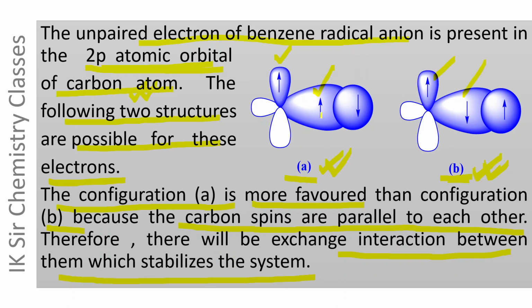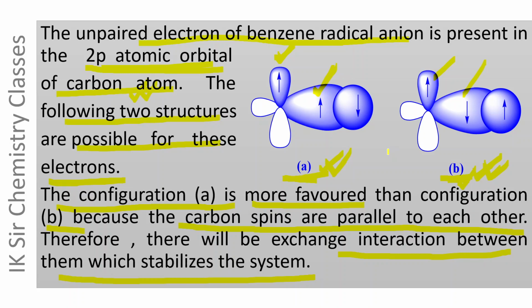Please note that in the CH bonding orbital, two electrons have opposite spins. It is clockwise, it is anti-clockwise. In this case also, it is anti-clockwise and it is clockwise. In the CH bonding MO, two electrons must have anti-parallel spins. But in electronic structure A, two electrons of carbon atom have parallel spin, while in electronic structure B, two electrons of carbon have anti-parallel spins.